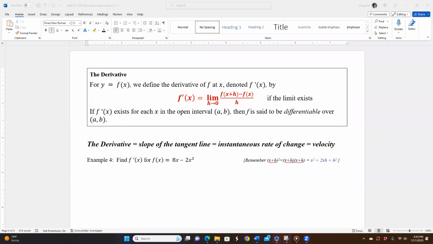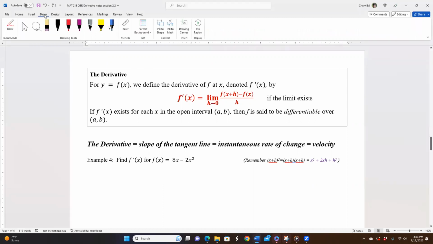In this video, we are going to look at the definition of derivative. This is a concept heavily used in calculus, so it's really important. We highlighted it in red here. You can see that the derivative is defined as f prime of x.